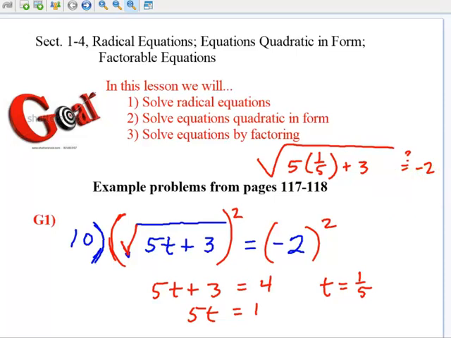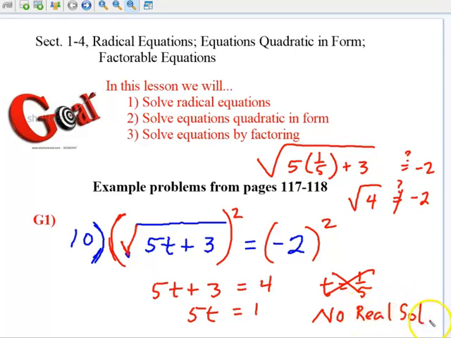Well, right away, you could probably tell in the real number system, it's not possible to do the square root of anything and get a negative result. So that should have sent a red flag right away. But let's just go ahead and finish it. 5 times 1/5 is 1. 1 plus 3 is 4. So we want to know, is the square root of 4 equal to -2? Obviously it is not. So we came up with a possible solution, but when we checked it, it didn't work. So our conclusion here is that there is no real number solution.